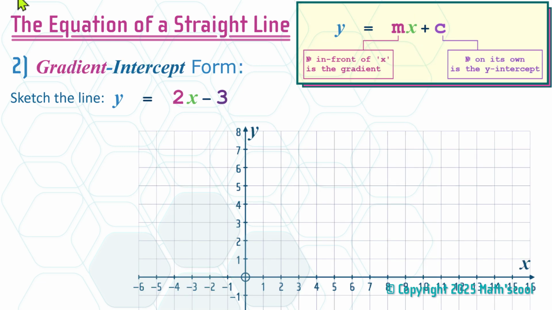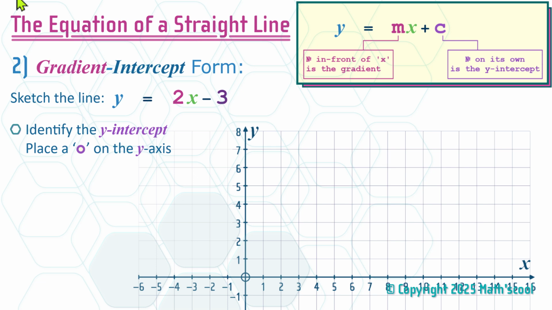Okay, sometimes they give you the equation in this form, y equals mx plus c. Y equals mx plus c is called the gradient-intercept form for a straight line. The number next to the x is the gradient, and the number that doesn't have an x next to it is the y-intercept. They're asking us to sketch this line, and you can see it's in that form, and I can tell you that the gradient is 2 and the y-intercept is -3 just by using the rule. The number next to the x is the gradient and the number on its own is the y-intercept. So how do I sketch it?